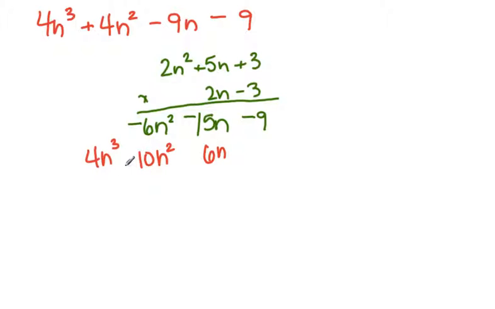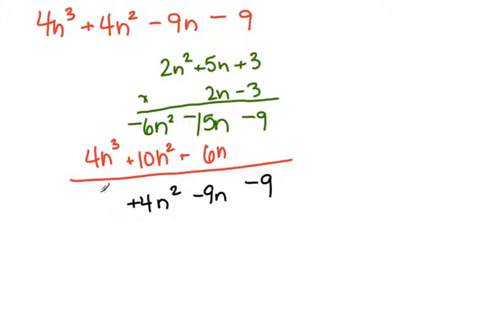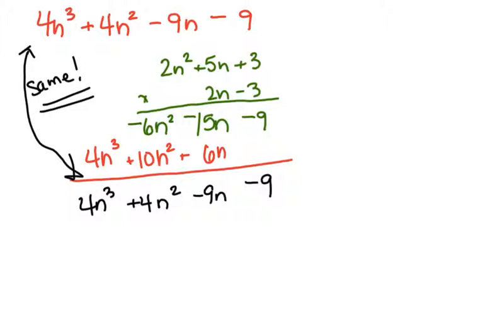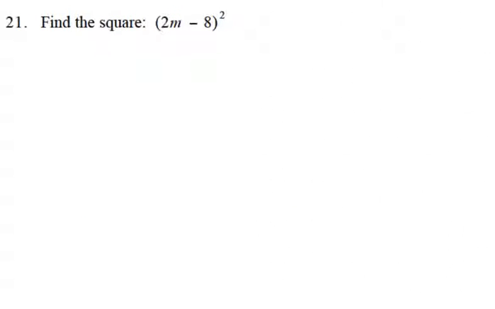These don't have signs in front of them, so that means they are positive. Adding. All right, here we are. Bring down negative 9, negative 15n plus 6n, negative 9n. Negative 6n squared plus 10n squared is 4n squared, and then we bring that 4n cubed down. What do you know? These two things are the same. So it doesn't matter which way you use? Absolutely not.